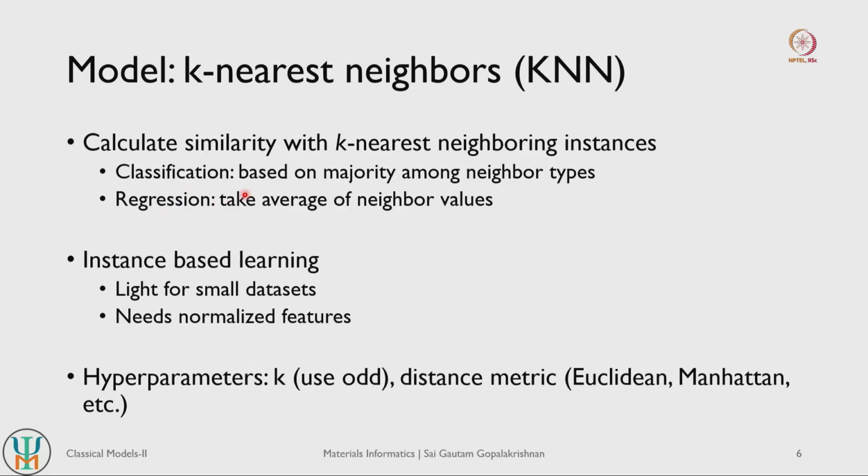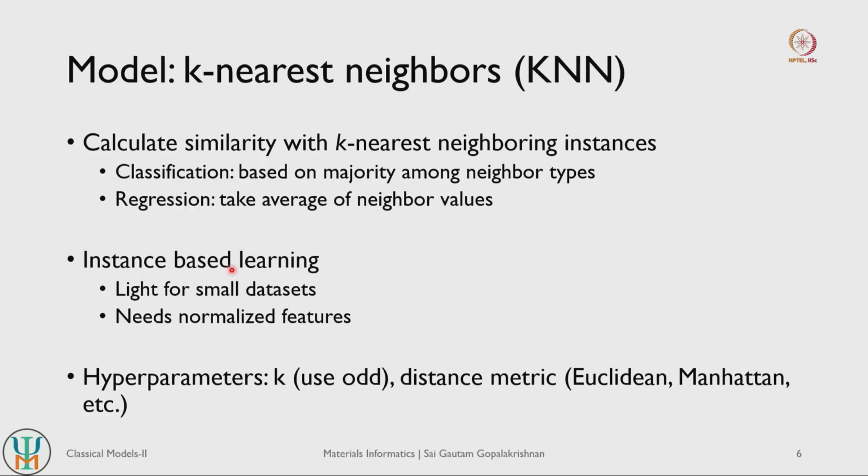In the case of regression tasks, it basically takes an average of all the neighboring values. So if you take a new data point with 5 nearest neighbor regression, then it calculates the similarity metric with all the 5 nearest neighbor points and takes an average value of all the 5 nearest neighbor data points. So that is what happens in regression tasks.